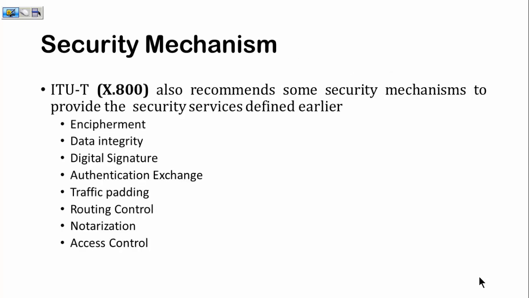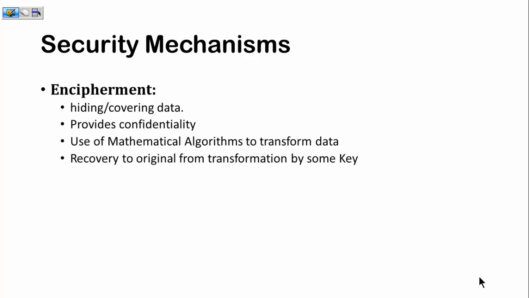So the mechanisms in order to achieve the above mentioned services are encipherment, data integrity, digital signatures, authentication exchange, traffic padding, routing control, notarization, and access control. Encipherment is the hiding or covering of the data, transforming the plain text into some non-readable, non-intelligible text, and this method provides the confidentiality.